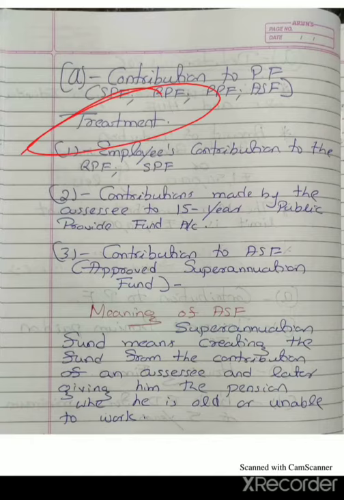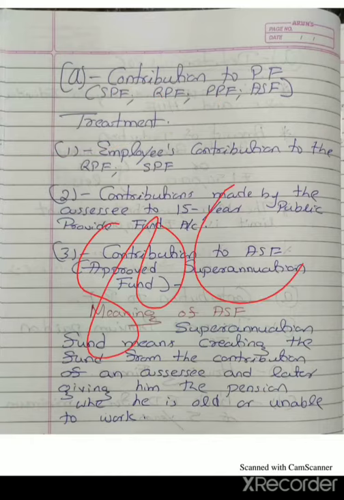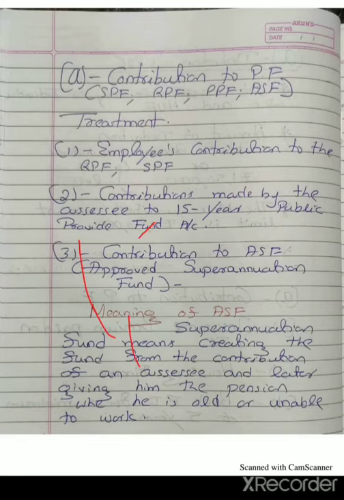Now the specific treatment under 80C. Employees' contributions to RPF and SPF are eligible to claim up to rupees 1,50,000. Contributions made by the assessee to the 15-year Public Provident Fund are also eligible to claim under section 80C. Contribution to ASF, Approved Superannuation Fund, is also eligible to claim.